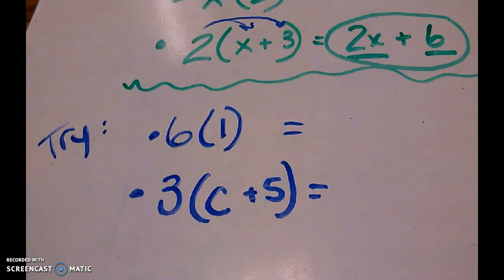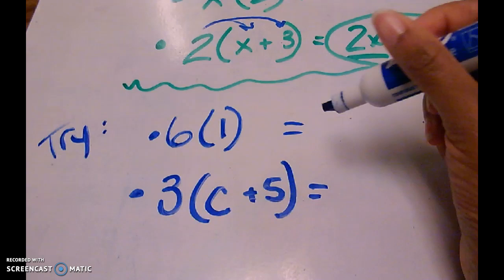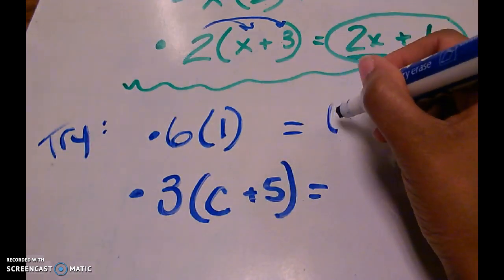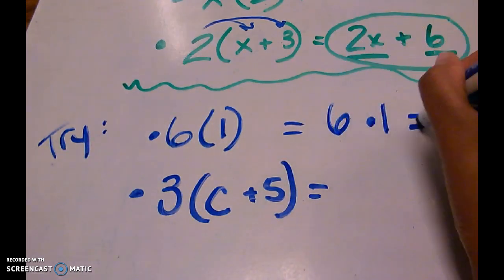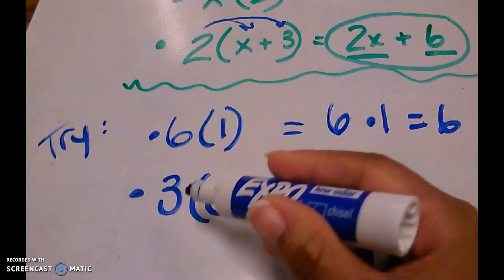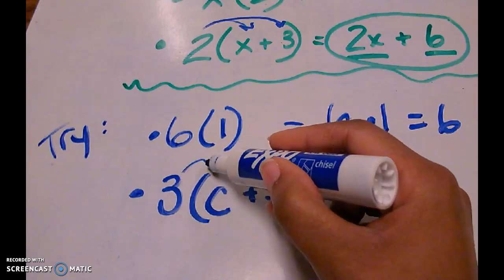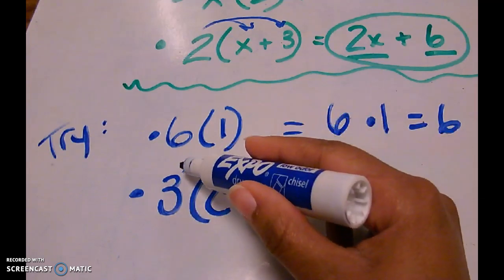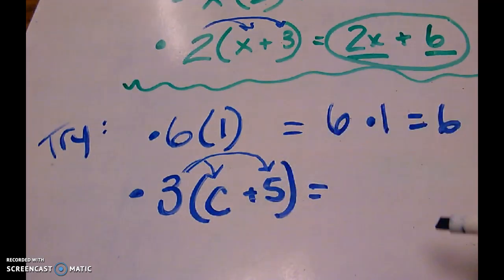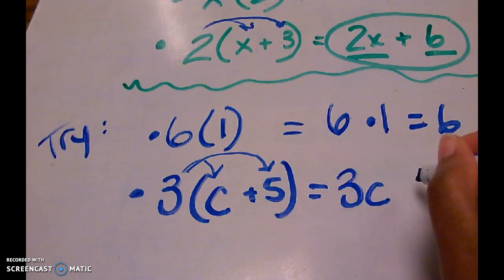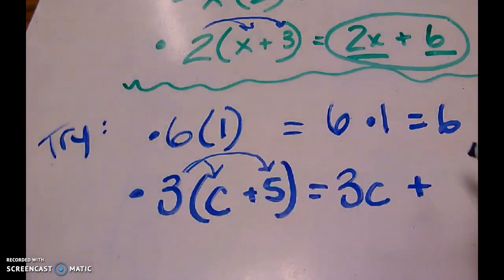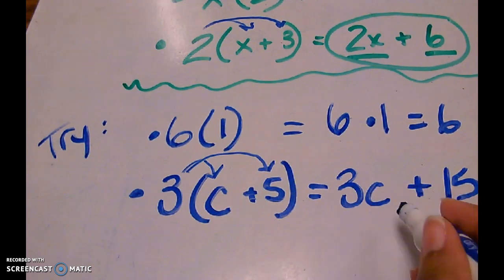Okay, for your final answers, you should have gotten that 6 beside the parentheses 1 is the same thing as 6 times 1, which is the same thing as 6. And 3 parentheses c plus 5 is the same thing as 3 times c plus 3 times 5. 3 times c is 3c plus 3 times 5 is 15. I cannot simplify this any further, so this is going to be my final answer.